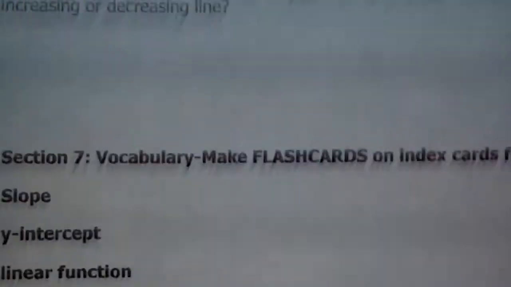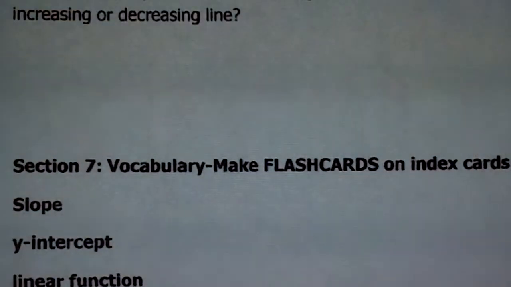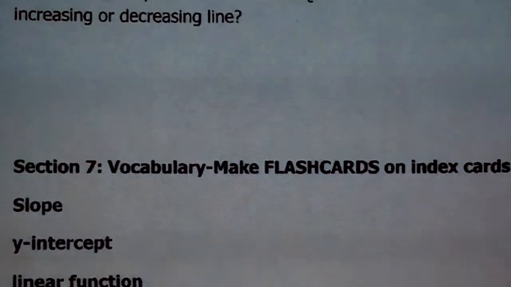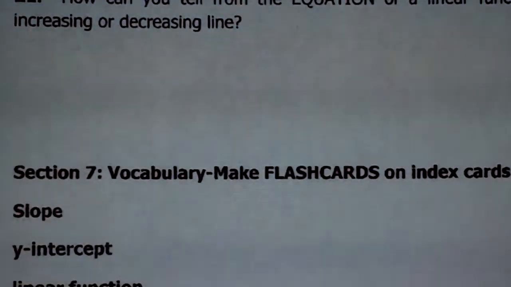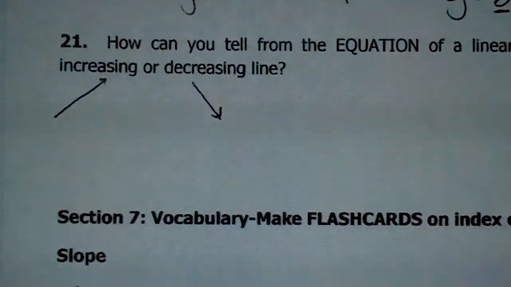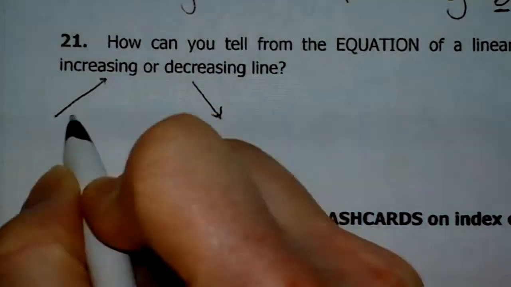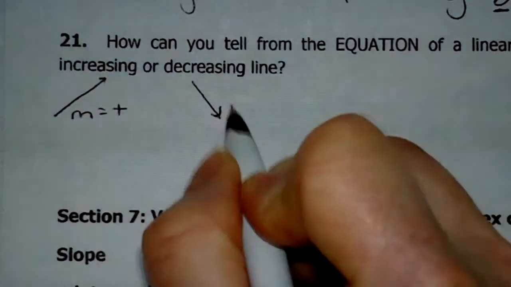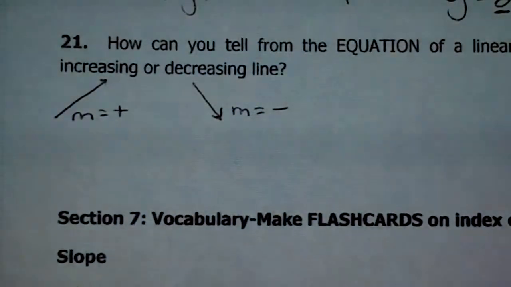All right, 21. How can you tell from the equation of a linear function whether the graph will be an increasing line or a decreasing line? Increasing lines go up. Decreasing lines go down. Lines with positive slopes go up. Lines with negative slopes go down.